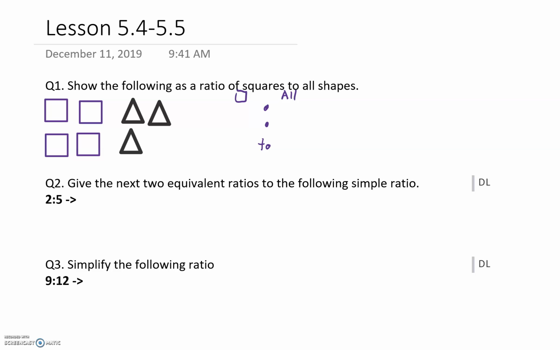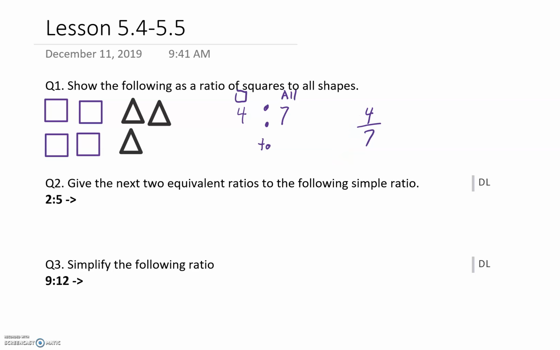Okay, so when we're talking about a ratio, it's comparing two different things. So it's basically the same thing as a fraction. So we've got 4 squares, and we've got how many shapes altogether? Well, we have 7 shapes altogether. So this would be the ratio. If you wrote it as a fraction, it would be like this. So it's really the same thing as a fraction, just flipped on its side, right? So they're really the same thing.